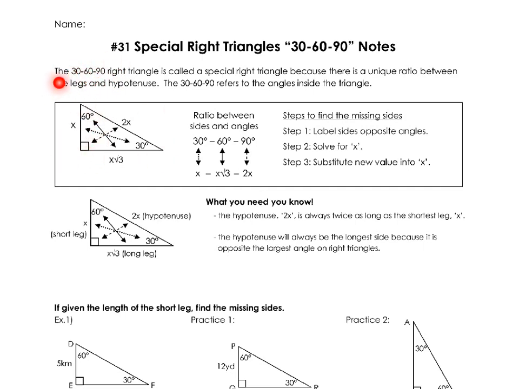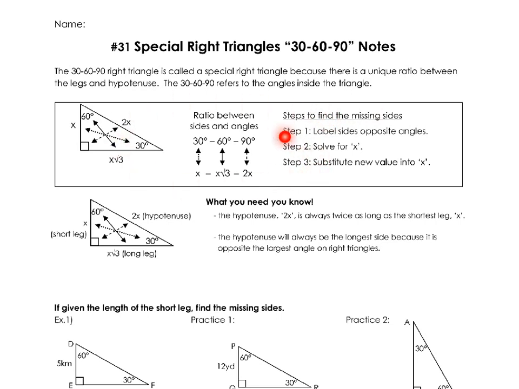So a 30, 60, 90 right triangle is called a special right triangle because there's a unique ratio between the legs and the hypotenuse. Obviously, the 30, 60, 90 refers to the angles inside of the triangle. So the ratio is: across the 30 degrees is the value of x. Across the 60 degrees goes the value of x square root of 3. And across our 90 degrees goes 2x, 2 times x.